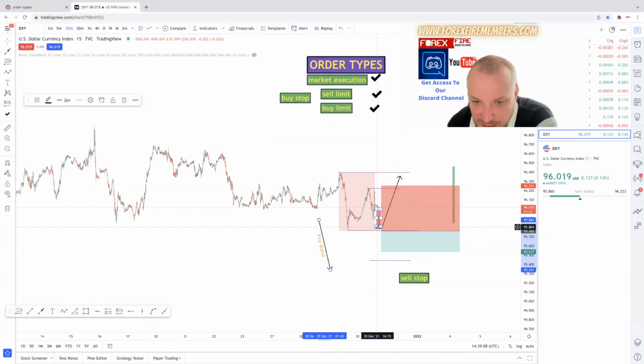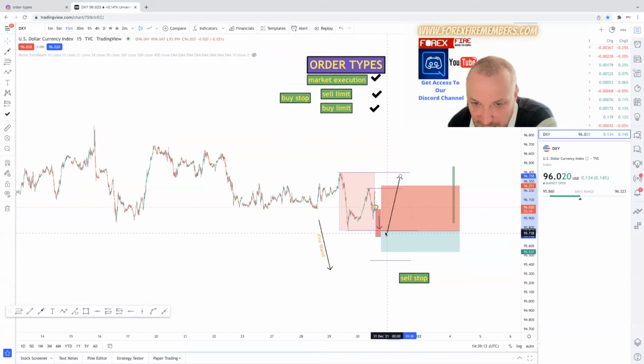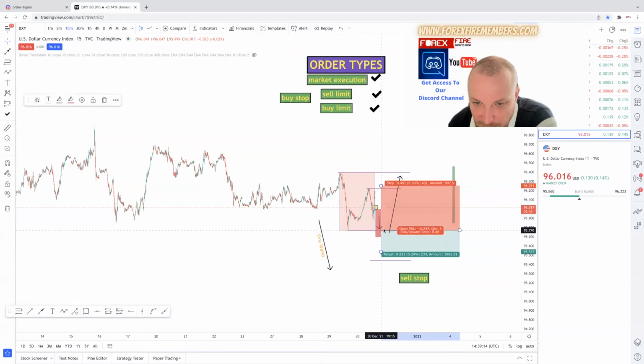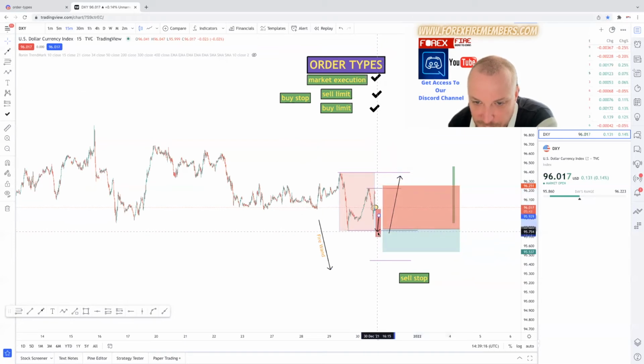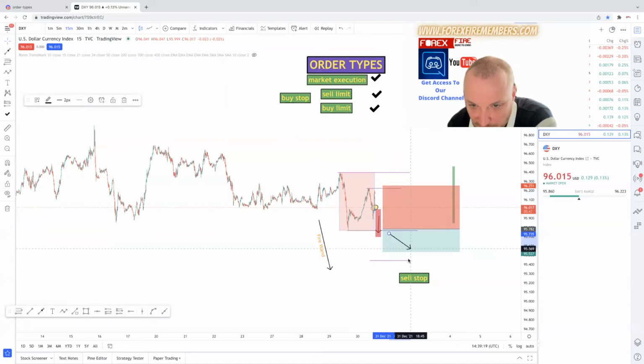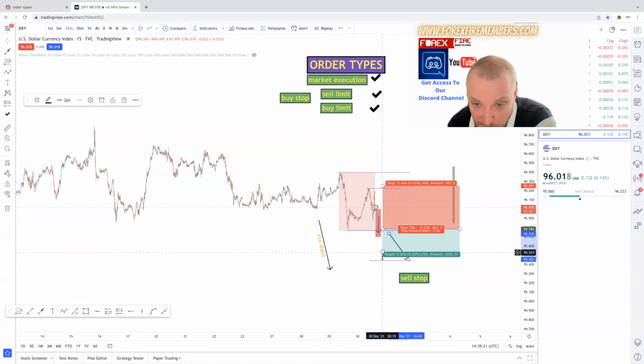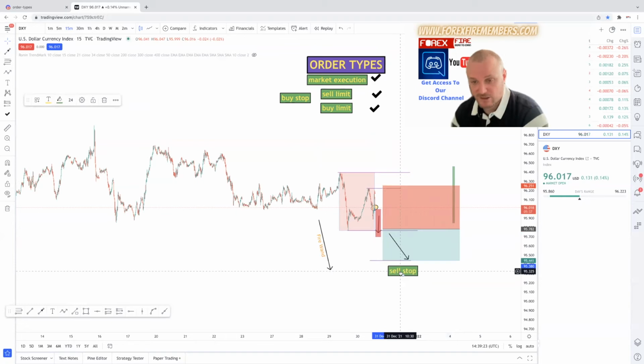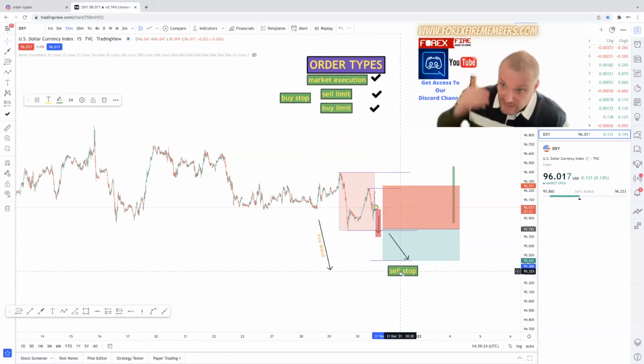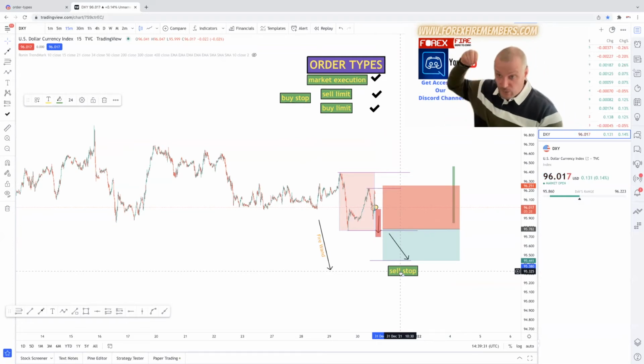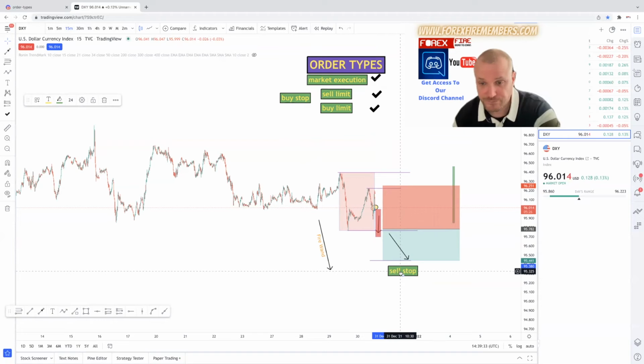It has to physically push through that barrier and continue to the downside and push through to maybe your TP area. And that is a sell stop. It's a continuation of price in the direction that you are anticipating. So the sell stop is a continuation of price to the downside.